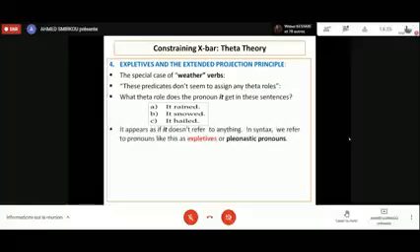Okay, so in syntax we refer to pronouns like this as expletives or pleonastic pronouns. Okay, these are called expletives. This is a very interesting term. Whenever you have it, you just insert it. It refers to nothing. It has no theta role. It's not a theme. It's not an agent. It's nothing. This is called expletive.